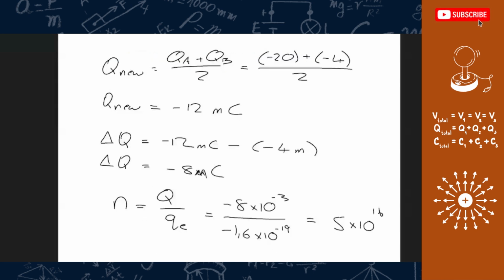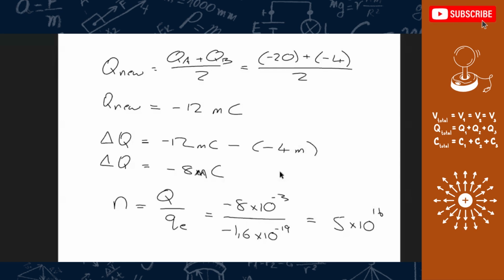The first thing we want to calculate is the new charge of object A and object B after they meet. So we will have QA plus QB divided by 2. After the transfer from A to B, we would have an overall charge of minus 12 microcoulombs on both of the objects. Now, to calculate the change, we know that the new charge is minus 12 microcoulombs, and we know that the one that got the electrons was the minus 4. So that's the one we're using. It's the one that gained the electrons.